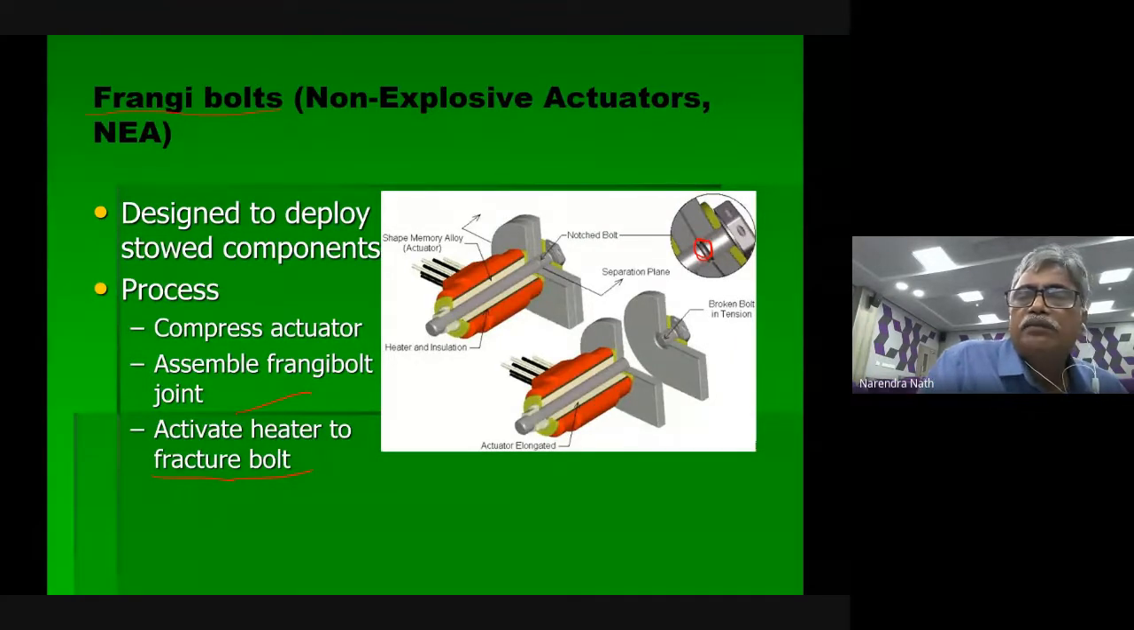So this is titanium nickel. Say you want to separate this and this at high altitude for some reason. Then you assemble it neatly. When you want to detach this main part from this body, at that time you have to program it in such a way that it heats, and then it simply detaches. So this is actually made up of SMA.